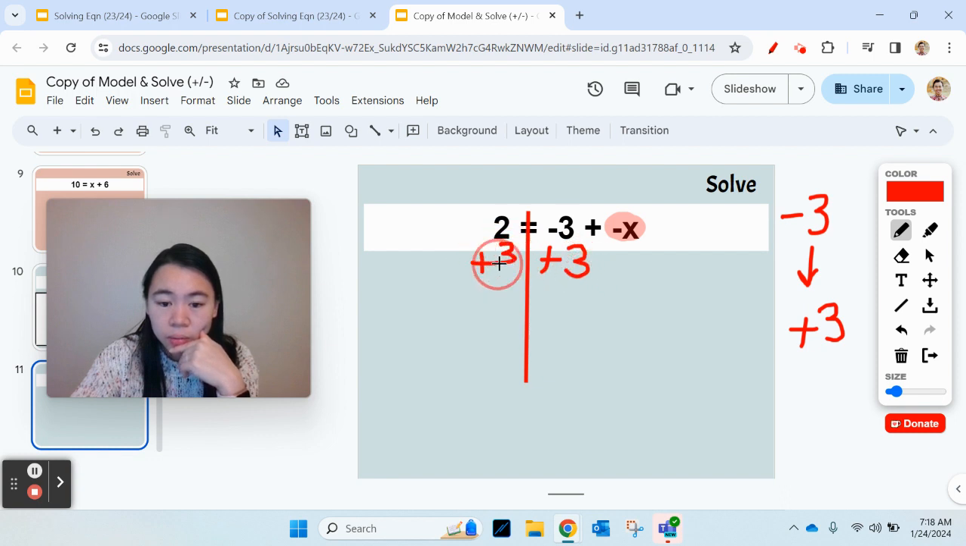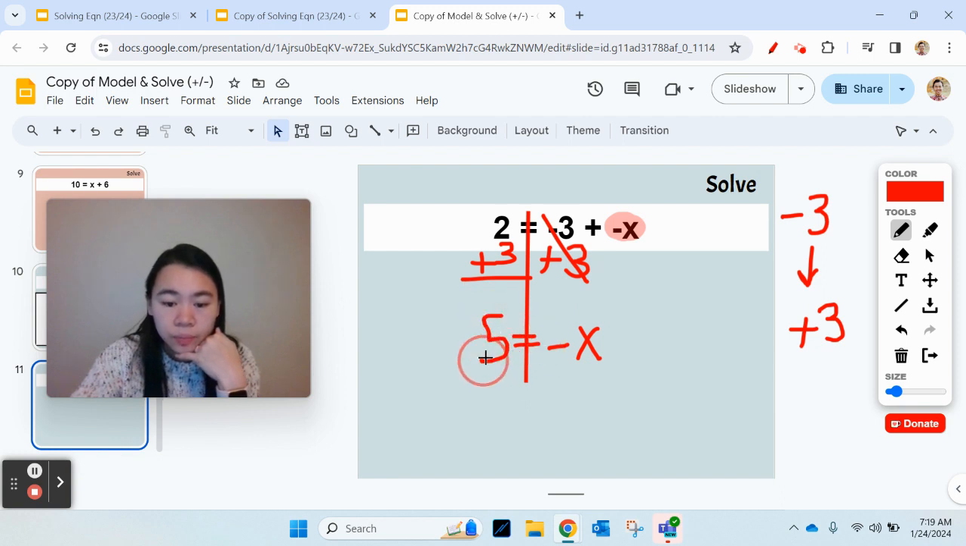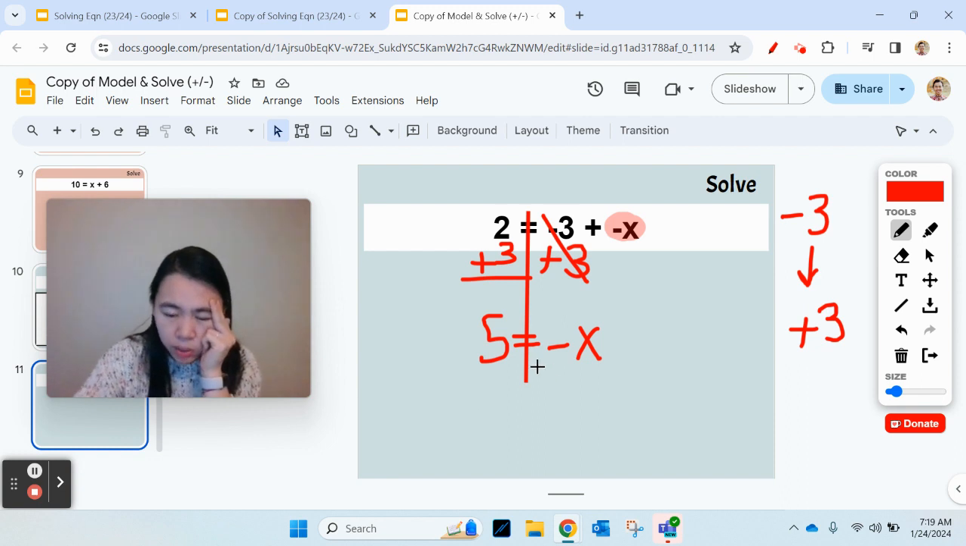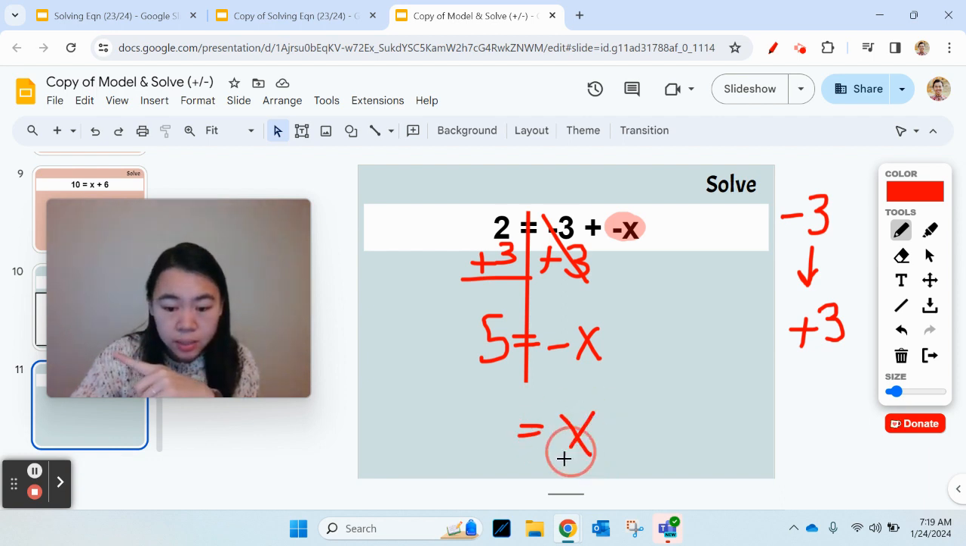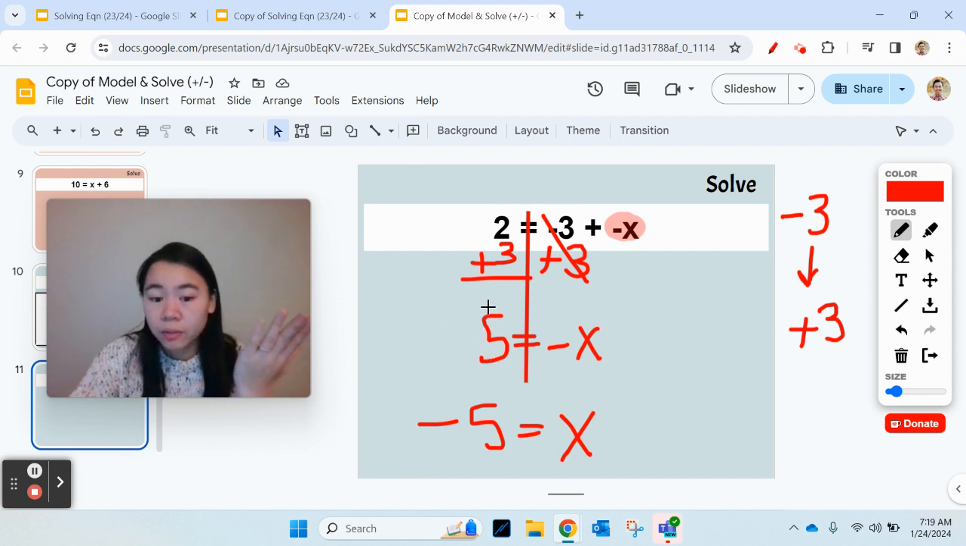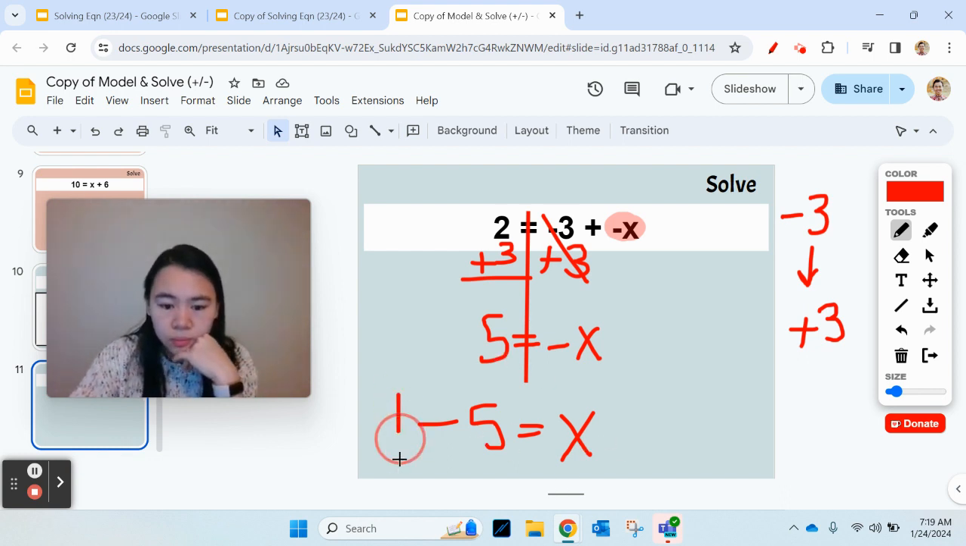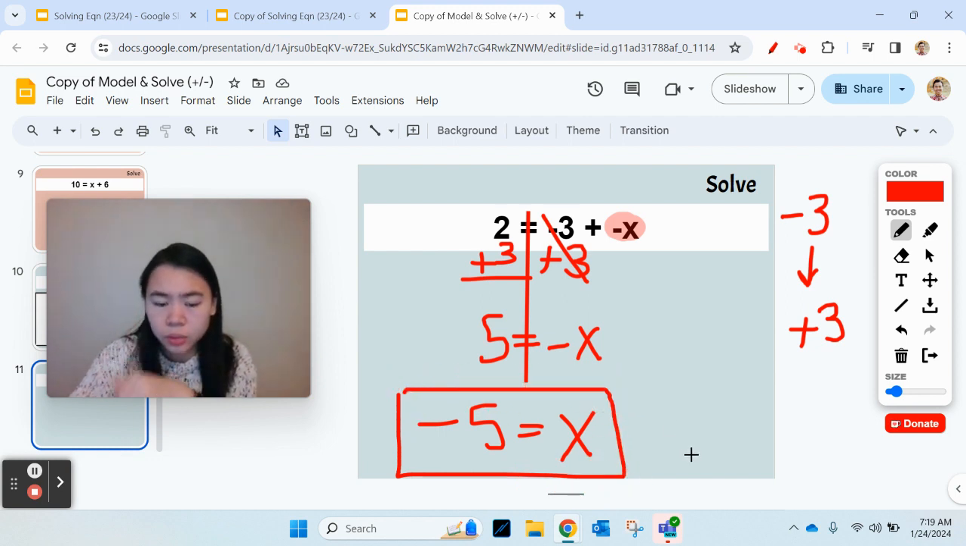Add 3 over here. Negative 3 plus 3 is 0. So we are left with this negative x. We're going to pull that negative x down. 2 plus 3 is 5. Now let's think about this. We want a positive variable. If negative x is positive 5, then positive x is negative 5. So if you see that negative x, we're just flipping the sign of the answer. If negative x is 5, what is the opposite? Positive x is negative 5. So here's your answer. You can rewrite it. If you want to put x first, you can. X equals negative 5.